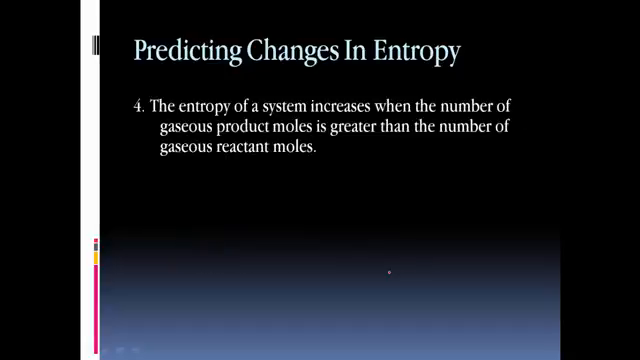Another prediction we can make. The entropy of a system increases when the number of gas product moles is greater than the number of gas reactant moles. So if you have reactants becoming products, and let's say you have 2 moles of a gas over here, and it decomposes and it forms like 4 moles of a gas, okay? You're going from a few number of particles to more particles. So that's going to be an increase in disorder. It's like if you have a room with 3 cats in it and you put in 9 extra cats, that's going to be a lot of chaos, okay?